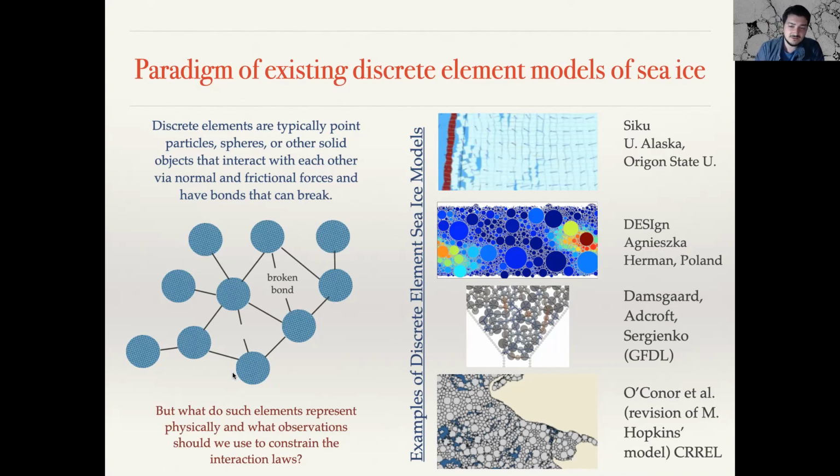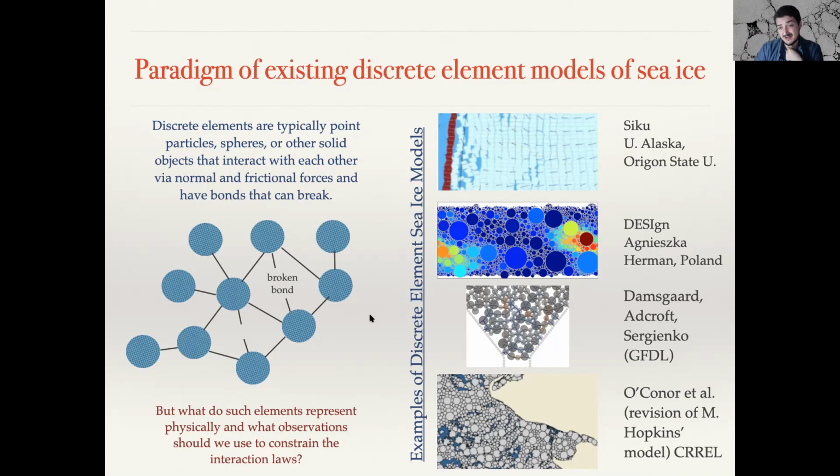So what we want to do with our model is to go a step above the particle description, and to say, well, okay, we want to have a particle which represents an actual physically observed floe, and then we want to simulate the behavior of the floe over its whole life cycle, right?